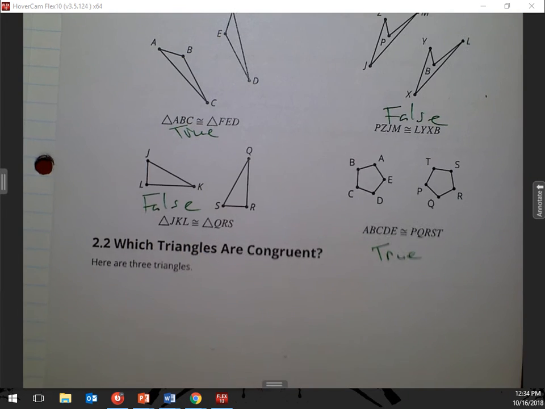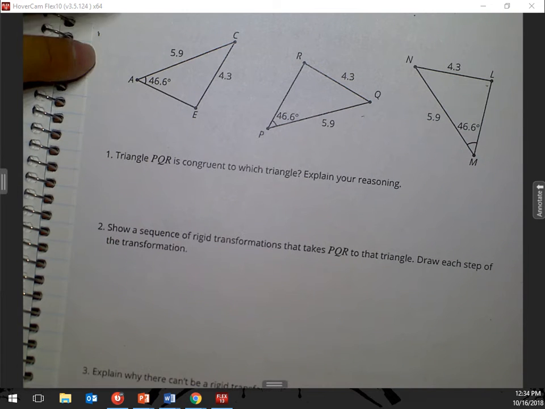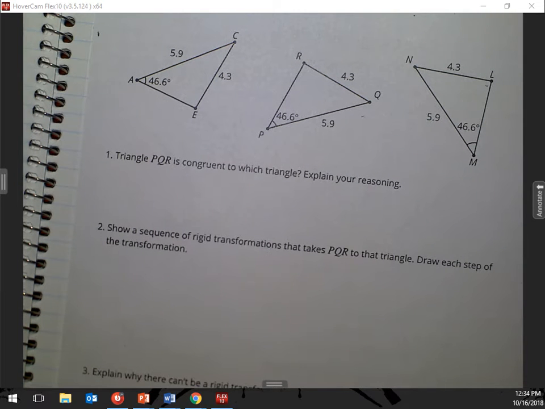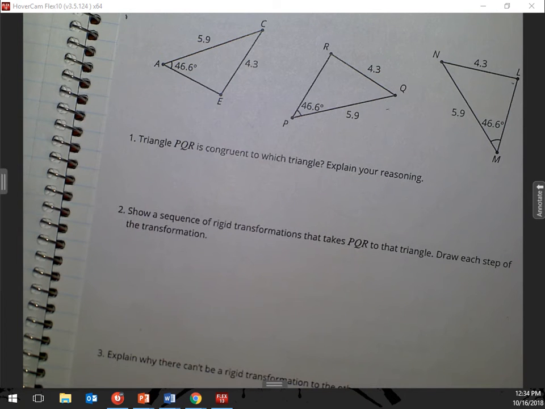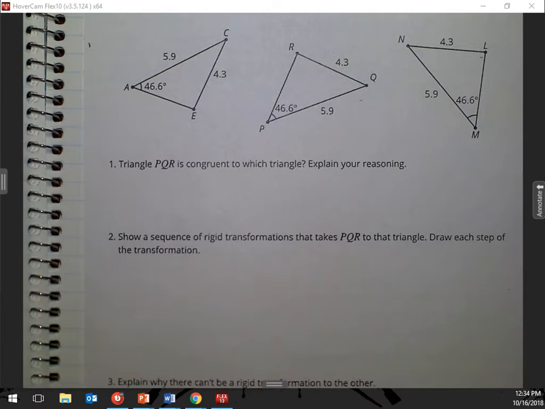All right. Which triangles are congruent? Here are the triangles. There are 3 triangles. So let's flip it over. Now, remember how I asked you guys to get 3 colors? Oh, yeah, right?